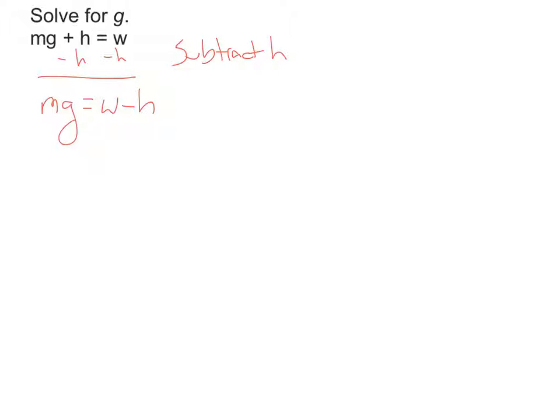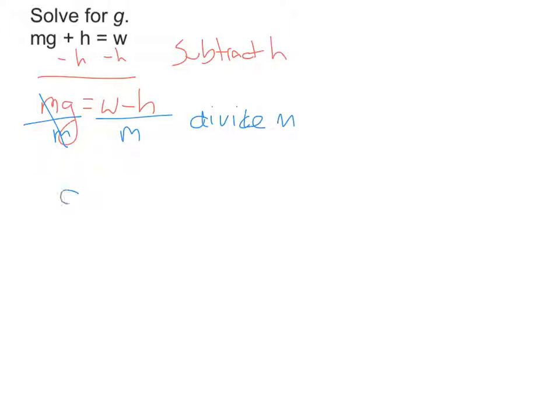And now what's happening to g? Well, it's still being multiplied by m, so we need to undo that. So we'll divide both sides by m. Well, the m's are going to cancel. I'll just sit right over here so I can divide m.